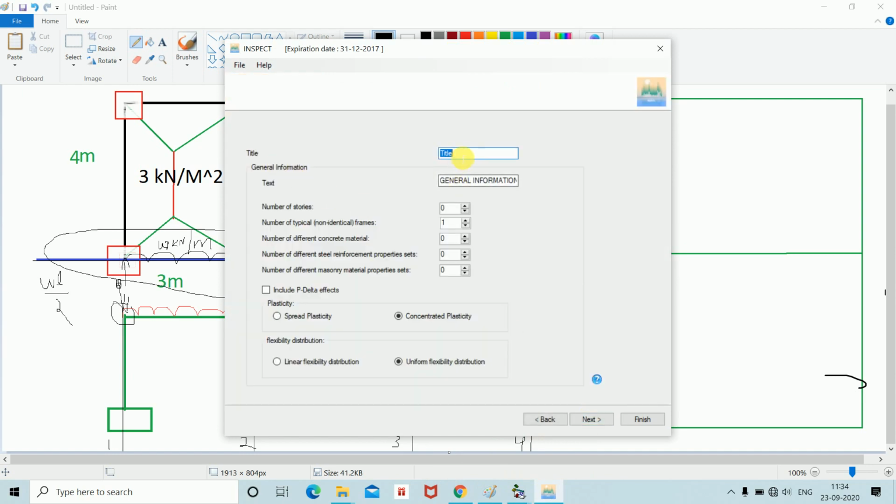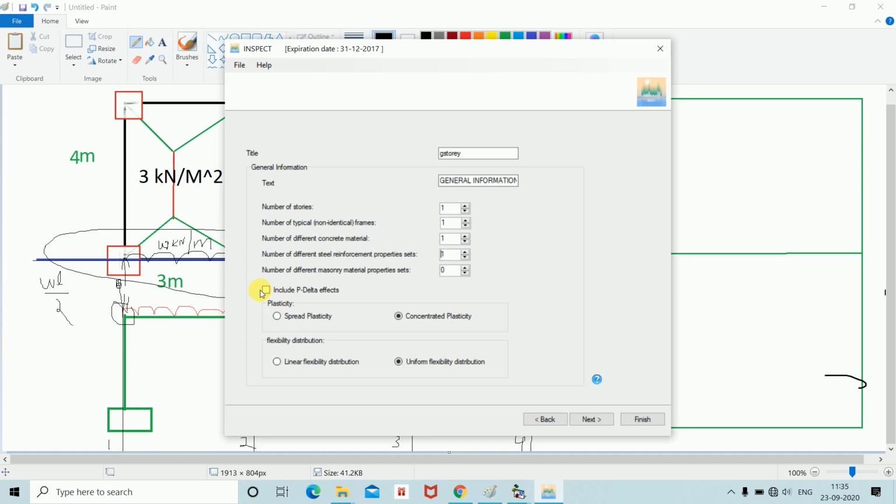A title, I'm giving the default. Okay, I will give some general story. The number of stories, obviously, I will take only one story. Number of identical frames is one. Number of different concrete materials, one. Number of steel materials, I am taking only one material, and include P-delta effects if possible.